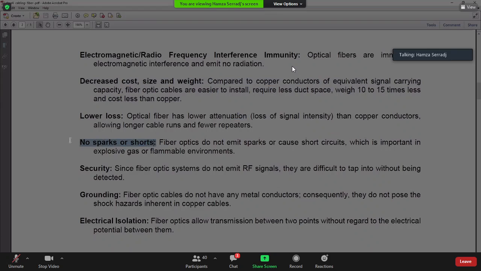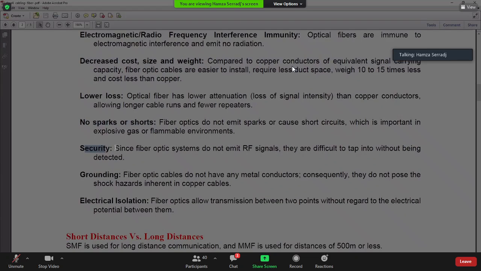No sparks, no shorts, no short circuits, right? Wonderful life here. We don't have all those tricky fireworks that we can have with electricity when we are using light. Okay, so fiber optic does not emit sparks or cause short circuits, which is important around explosive gas or flammable materials, so it's much more secure, right?